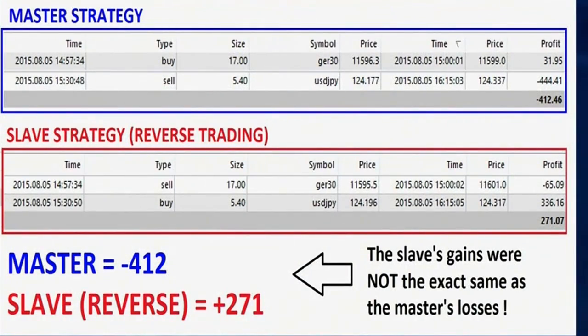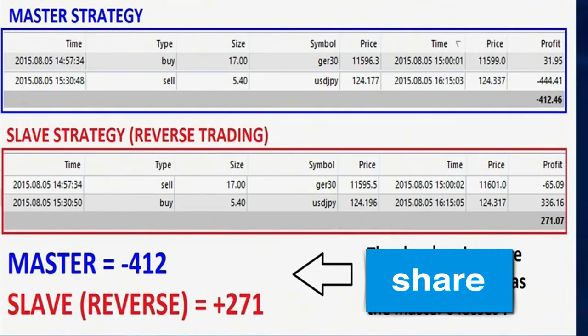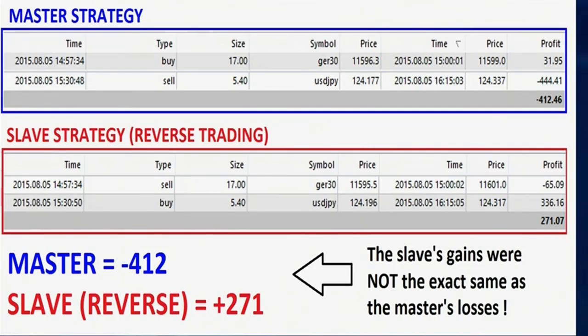Here's what we thought. This is the assumption we made. We thought that the result of the reverse trading, or the slave, would mirror exactly 100% or close enough to the master. The master lost 412, but the slave, the reverse trader, made 271. Now I'll come to an explanation of this in a few moments. So it wasn't the exact same gains as the master.